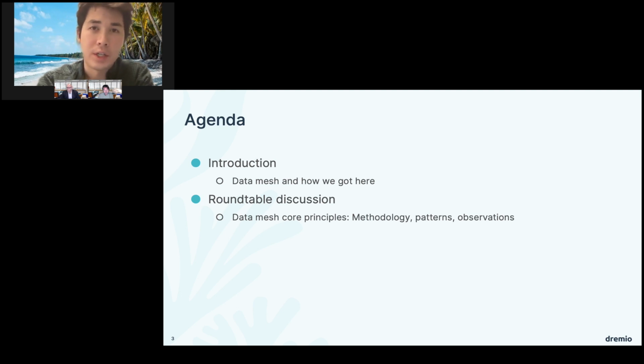The second part of the discussion, we're going to open up the floor to have a roundtable discussion with Pietijn and Sean, and we're going to have a fairly open Q&A that focuses specifically on the challenges when implementing each data mesh principle and how to address those in a pragmatic manner. So focusing on things like methodology, patterns, and observations that we've had in implementing data mesh at our customers.